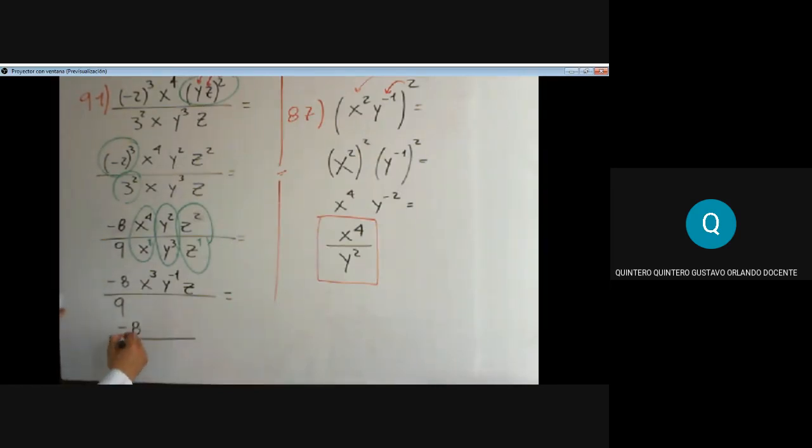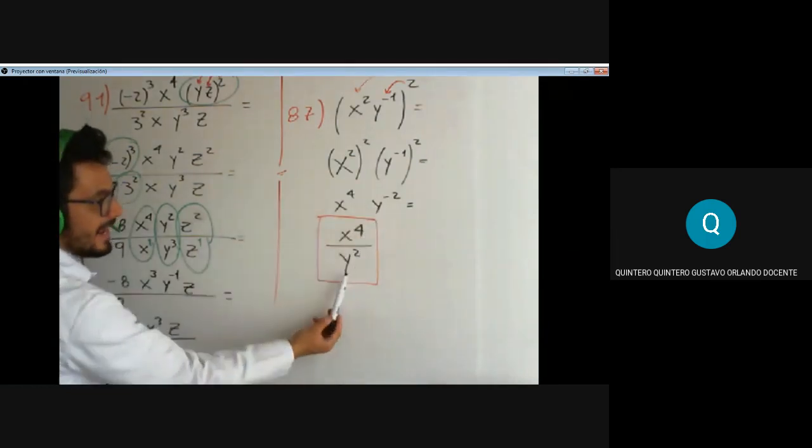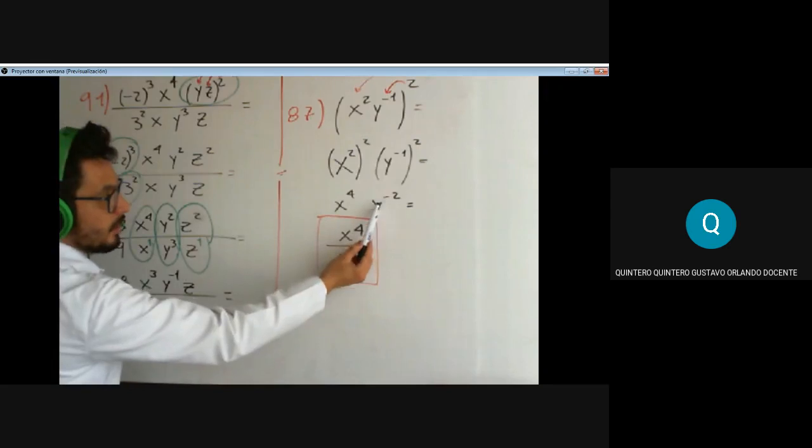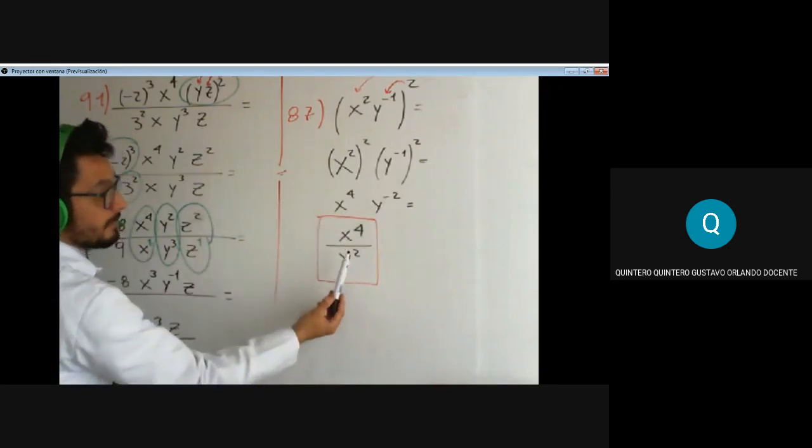Negative 8 on top over 9 down, right? We're not touching these ones. We're just focusing our attention on the negative 1 over here. So everything else stays the same. X to the 3 is going to be here. The z is going to be here. And I took out the y because I want to change it into the denominator. By doing so, just like I did here, the negative is going to disappear. Y to the negative 2 is going to become y to the positive 2.